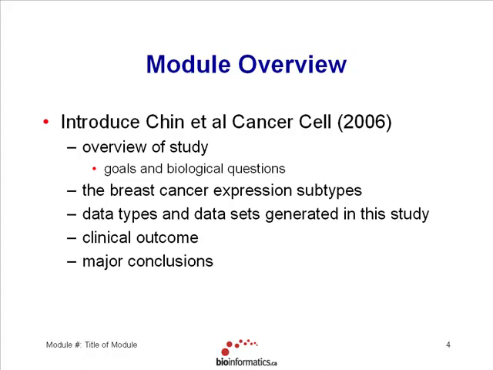So this is a paper published by Joe Gray's group in Cancer Cell in 2006. Basically what I want to take you through in this remaining half hour is an overview of the study, what the goals and biological questions were, introduce the breast cancer expression subtypes, introduce the data types and data sets that were generated in the study, and then talk about how those were related to clinical outcome.